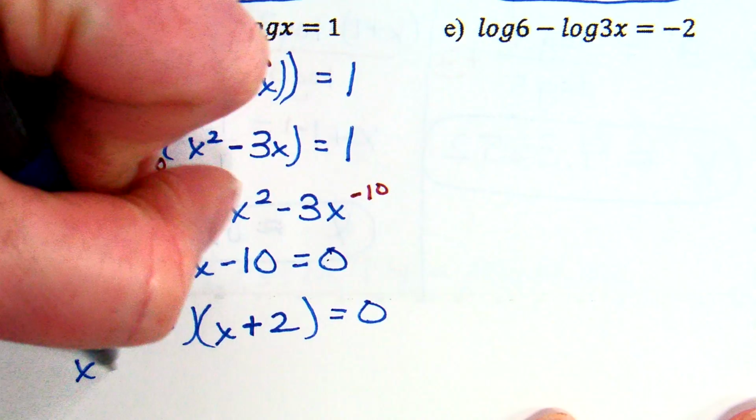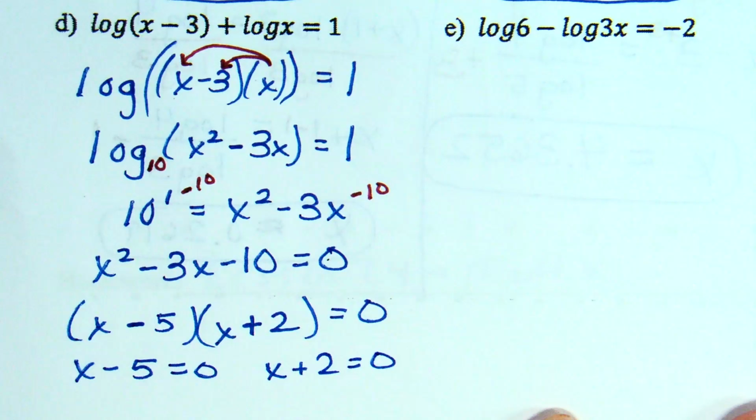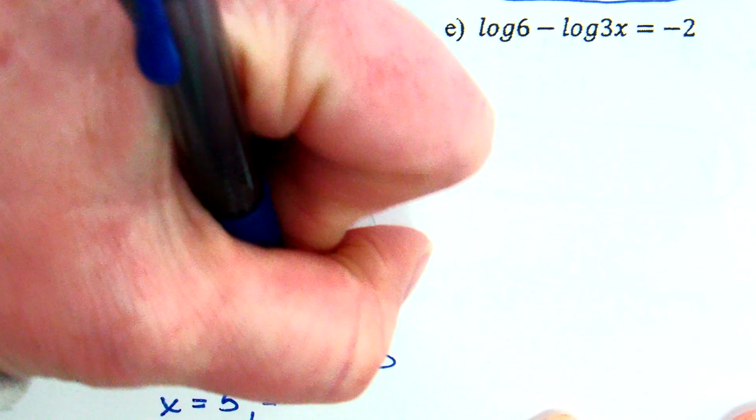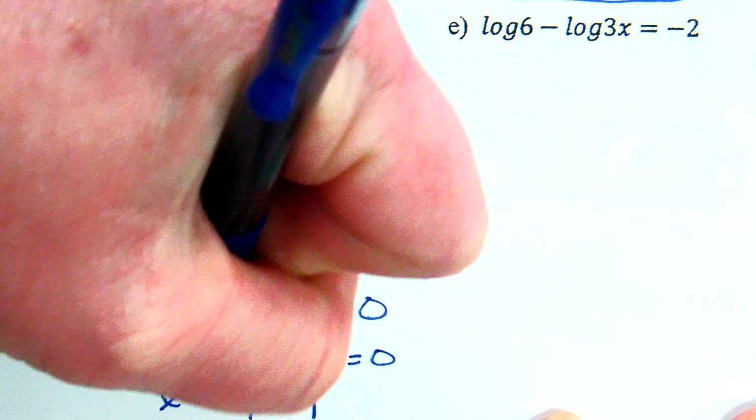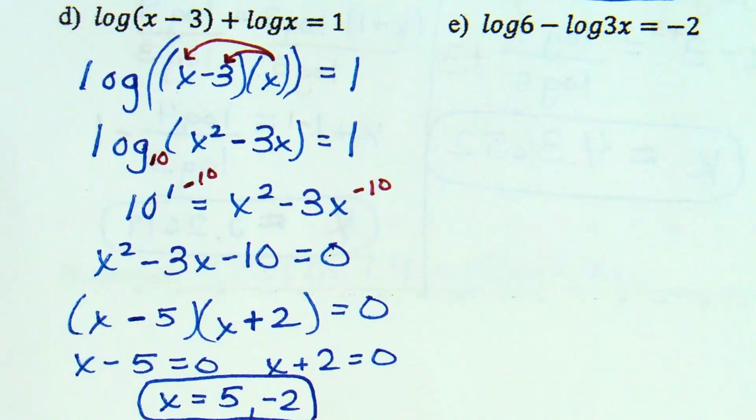Okay, don't stop there. Set them both equal to 0. x minus 5 equals 0. x plus 2 equals 0. So we add 5, we get 5. We subtract 2, we get negative 2. So answers of 5 and negative 2.